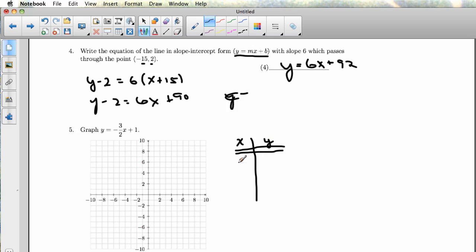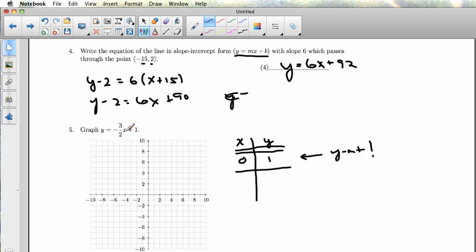One easy point to plot is always where x equals 0, because that's easy to plug in. The equation says y equals negative 3 halves times 0 plus 1, so that means y equals 1. That's our y-intercept. One reason we highlight the y-intercept is because it's a super easy thing to plot. It's always what we plot by plugging 0 in for x, and it has nothing to do with whether it's a line or some other function. The y-intercept is always easy to find.